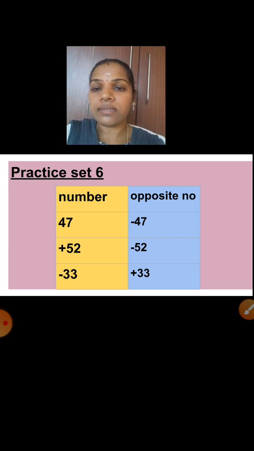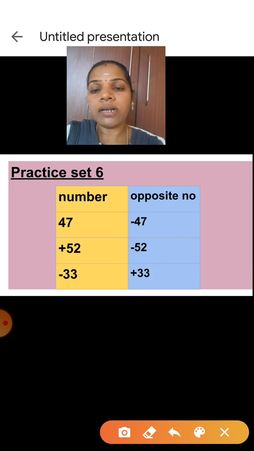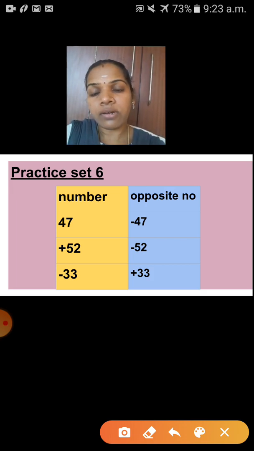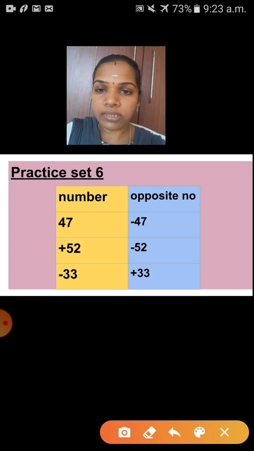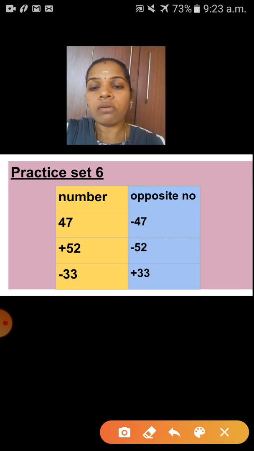Children, practice set 6. Practice set 5 we had solved already in the last session. Now practice set 6. See here, the numbers are already given in our textbook. Only the opposite numbers have to be written. Okay, first one is number 47, that means positive 47. Already I have told you the plus sign is not necessary to write for positive integers.